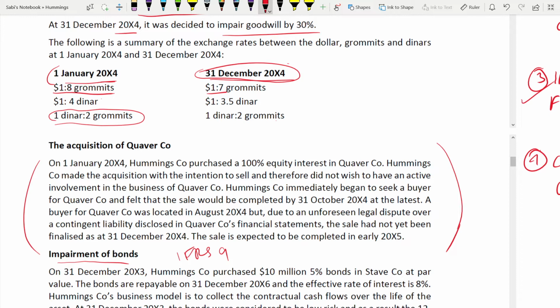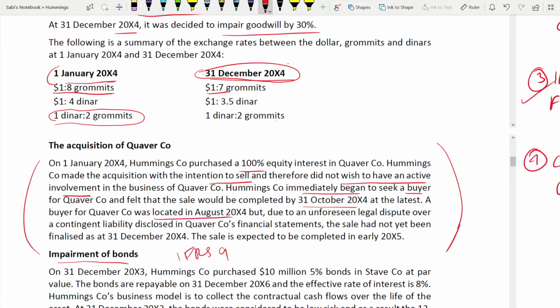Now, the accusation: here they have purchased 100%, there is no NCI. But they bought this with the intention to sell, and they did not wish to have an active involvement also. These points are very important. You have to make sure that you make a reference to this in your answer. They begin to seek a buyer. They felt the sale will be completed within 12 months. And the buyer was also located within the 12 months.